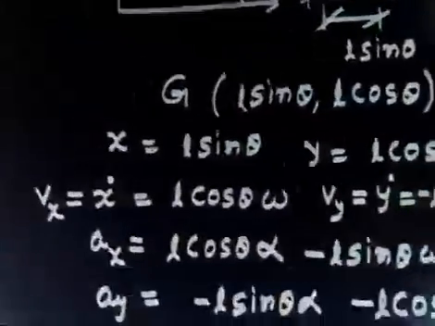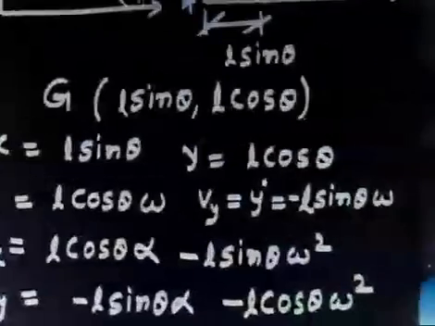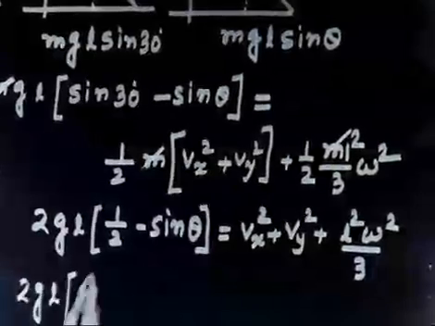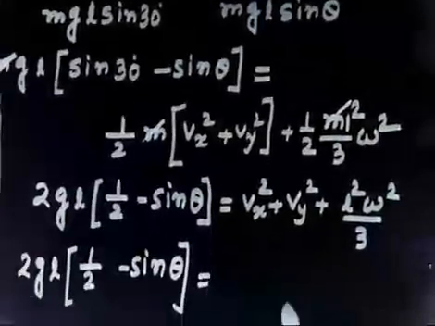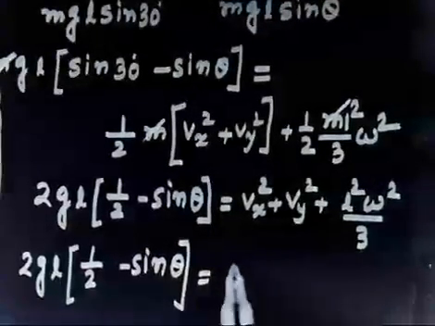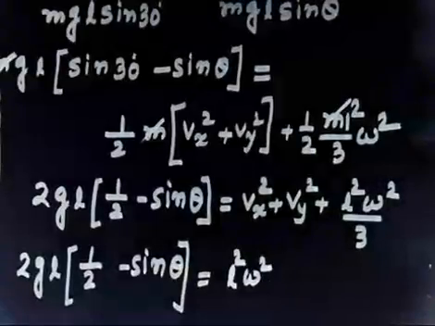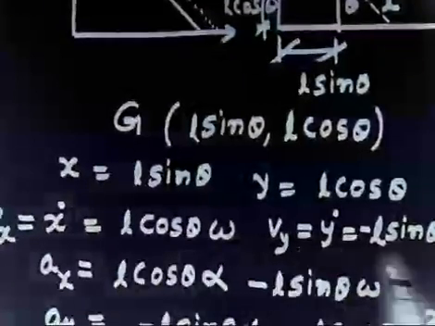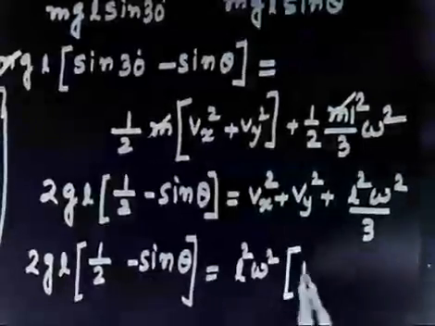So you see your copy, Vx is given by L omega cos theta and Vy is given by L omega sin theta. If I plug this value, this side will be the same, 2gl into 1 by 2 minus sin theta, and this side will have Vx as L omega cos theta, so this will be L square omega square cos square theta plus L square omega square sin square theta, that will be 1. Are you getting? So let me explain once again. So this is L omega cos theta whole square, and this is the sin square, so this will be 1. So we will have L square omega square, and this is also, so 1 plus 1 by 3.